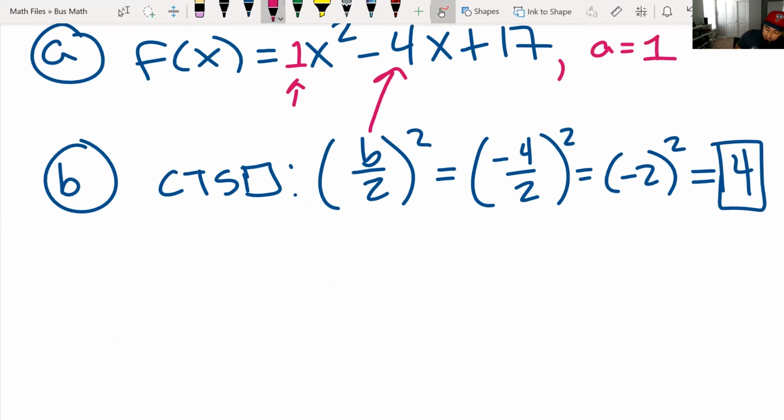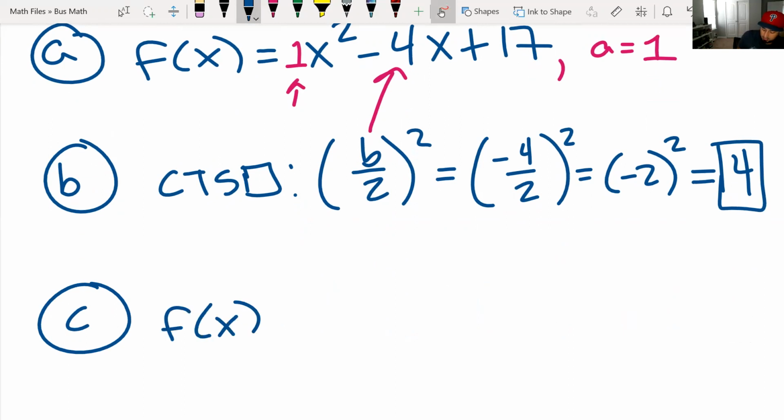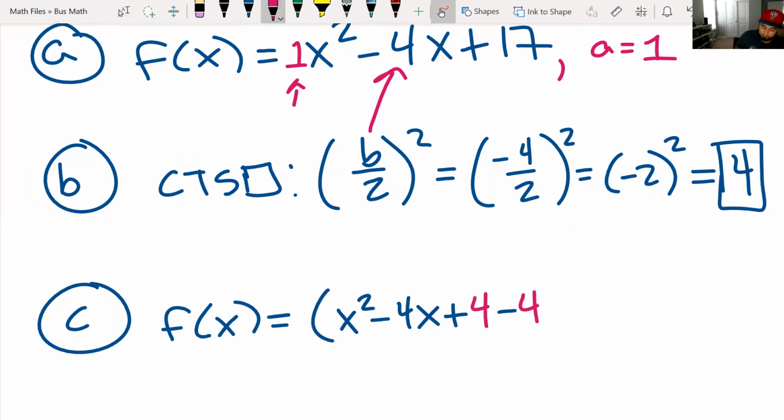Okay, so C, you'll get f of x equal to, and I'm going to put this in parentheses just to make it relate to the one above it. You're going to have parentheses x squared minus 4x plus 4 minus 4. Close parentheses. And who's waiting outside? The 17.